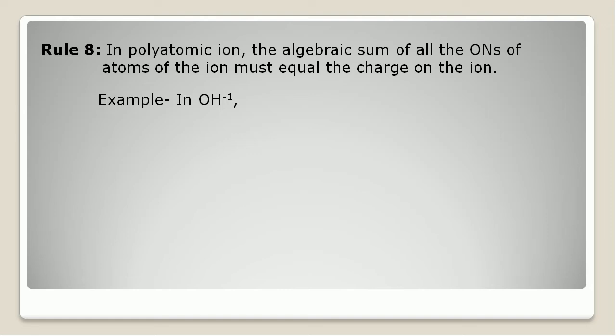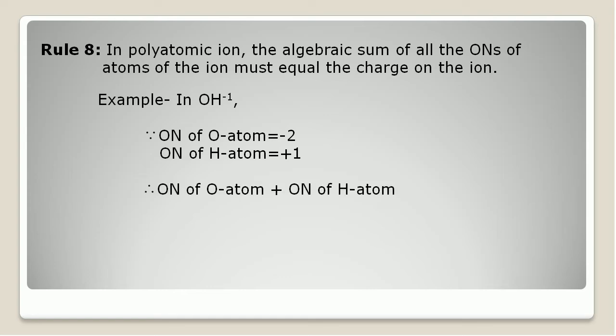In the ion OH-, there are two types of atoms, that is one atom of oxygen and one atom of hydrogen. So it is a polyatomic ion. We know that the oxidation number of oxygen atom is -2 and that of hydrogen atom is +1. Now let us add up the oxidation numbers of the atoms of the ion. By mathematical calculation, we get the result -1, which is same as the charge on the ion, and this is in accordance with what rule number 8 says.